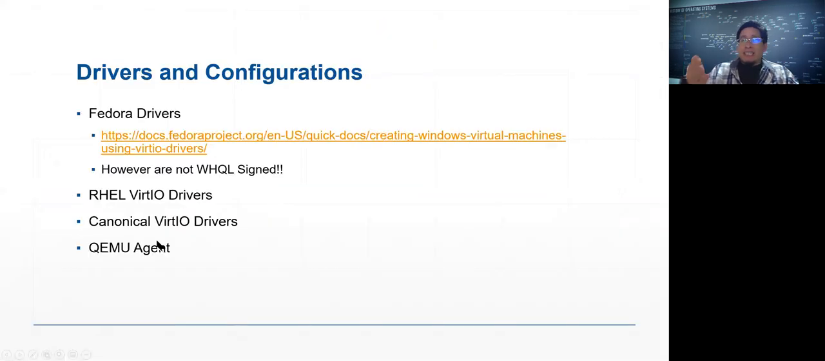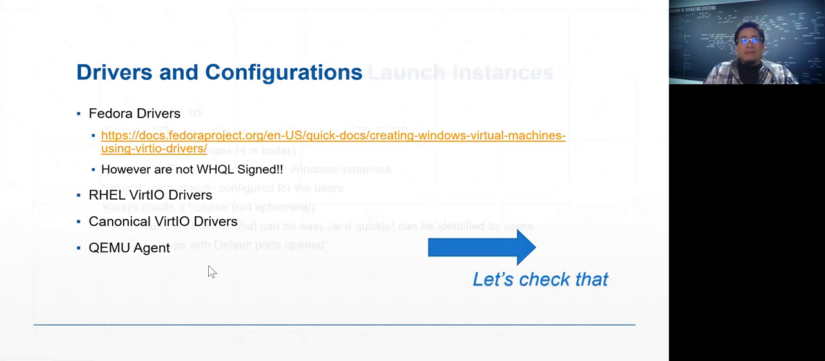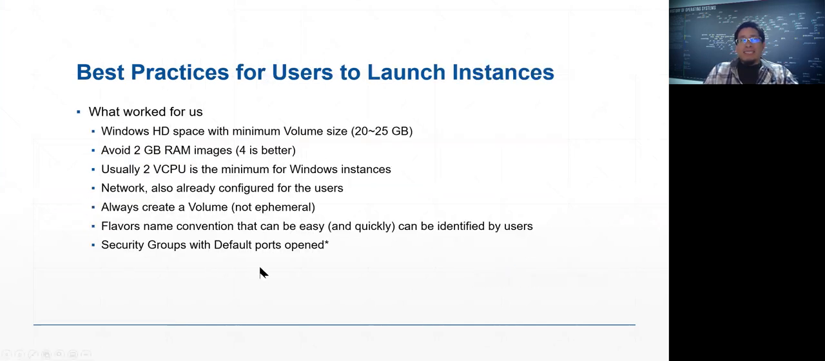Last but not least, the QEMU agent, very good to install so that you have the metrics coming for the Ceilometer for considerations later. The best practice for users to launch an instance, what worked for us, was to have the Windows disk with minimum volume size, 25 GB, that's what Windows needs, minimum. If you put larger sizes, like 100 gigabytes, the user will start putting everything in this C drive and fill it, and then you need to troubleshoot that.